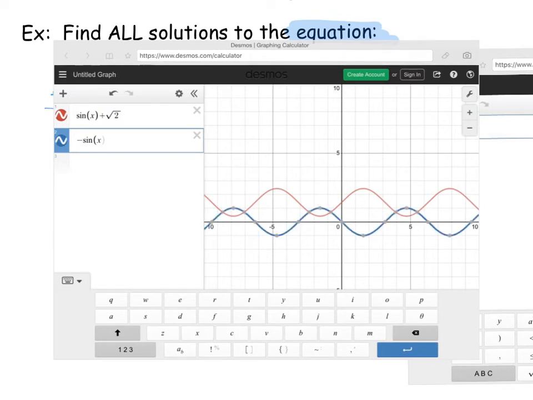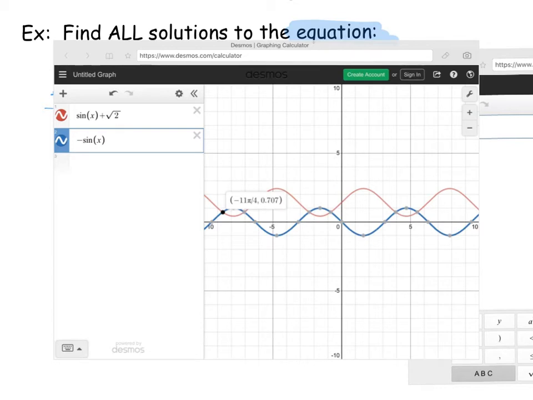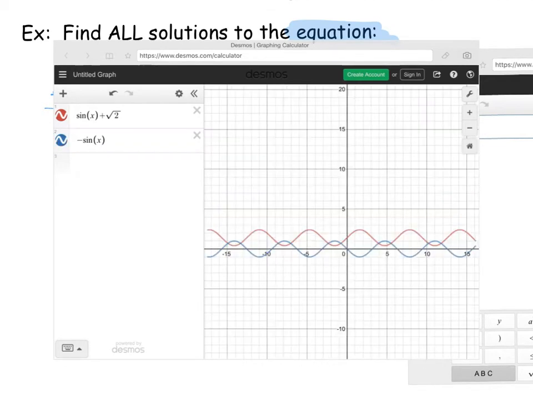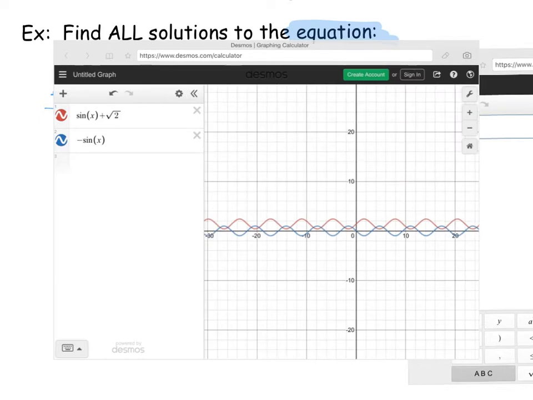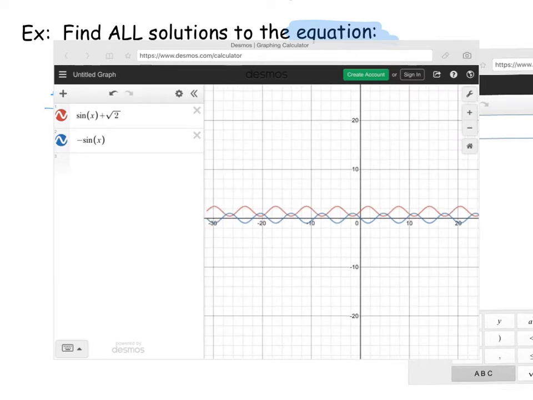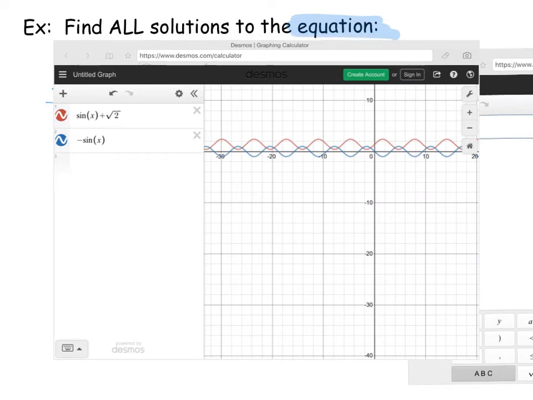Okay, and so we can start looking and seeing there's a solution right here, and a solution here, and a solution here, and oh, that one's not. Okay, but right, it's any time that these lines intersect, and so you can see as we zoom out and out, there's an infinite number of intersections there. Okay, so let's try another one.